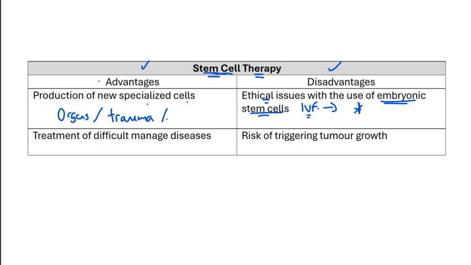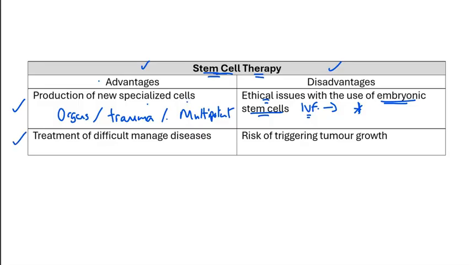However, that is obviously overcome where, instead of using the totipotent cells of the zygote or the early embryo, we actually can use the multipotent cells which are already present in adult organs. So that's one advantage and disadvantage.